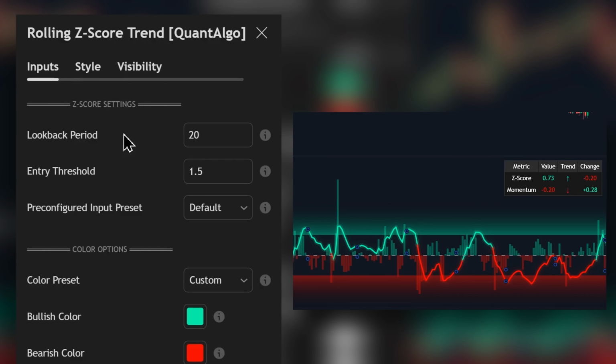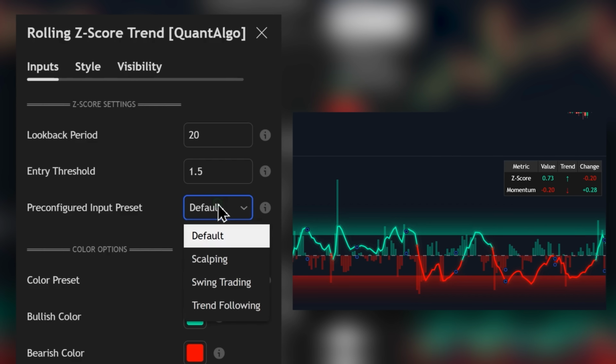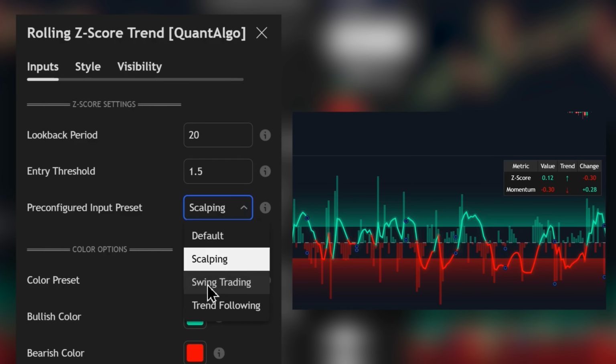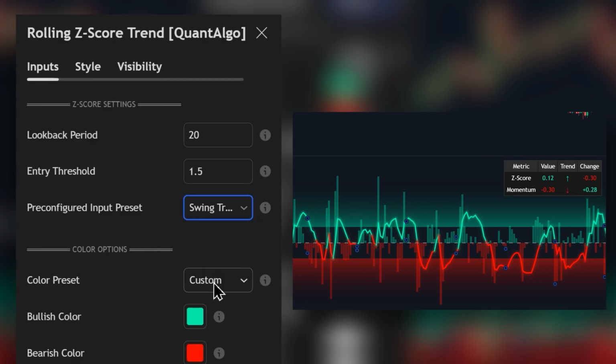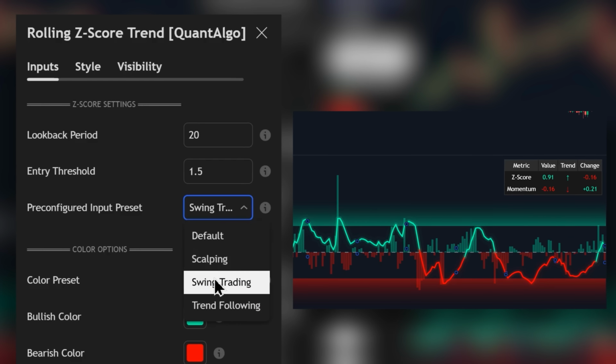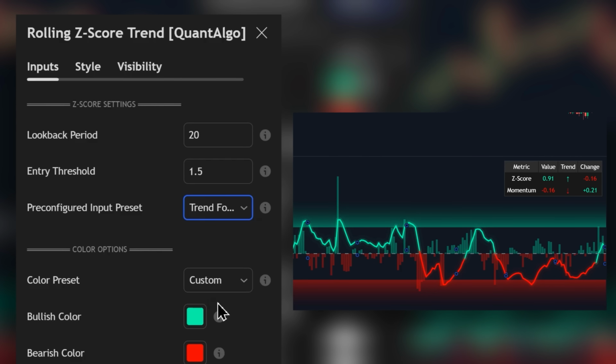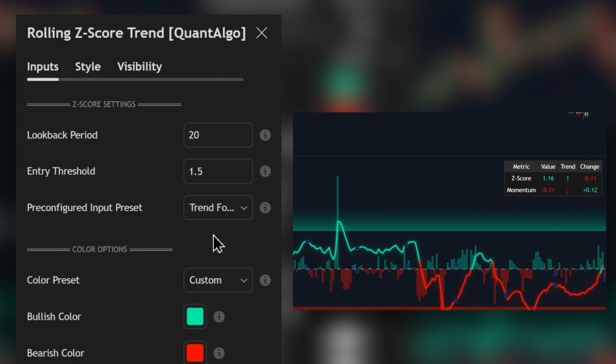A really neat feature is the pre-configured settings. You've got default, which is a balanced setting for general use. Then there's scalping, which is super responsive for really short time frames, like 1 to 15-minute charts. Swing trading is optimized for holding positions for a few days, filtering out more noise and looking at bigger swings, say on the 1-hour, 4-hour, or daily charts. And finally, trend following uses maximum smoothing to help you stay with established longer-term trends, best for daily or weekly charts.